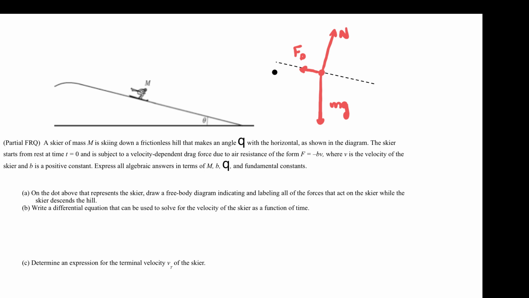Based on what I have there, this force will have to be broken up into two components, but we've done this a few times. So mg sine theta and mg cosine theta. All right.